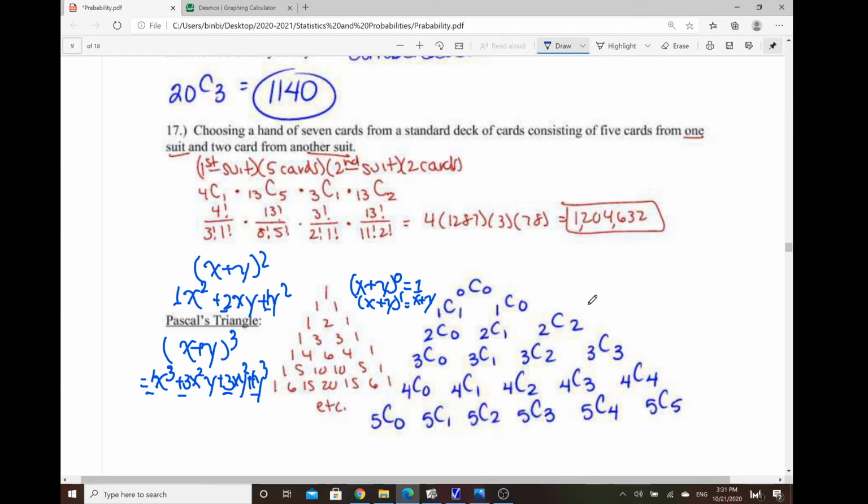So this can also be written as 0 choose 0 because the power is 0. And then the next one here, 1 choose 0 and 1 choose 1, so the power is 1. And then the third row, 2 choose 0, 2 choose 1, 2 choose 2, so the power is squared. And then the 4th row, that'd be 3 choose 0, 3 choose 1, 3 choose 2, 3 choose 3. And then you end up with the exact same numbers.